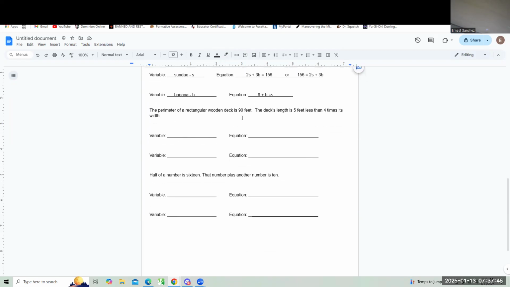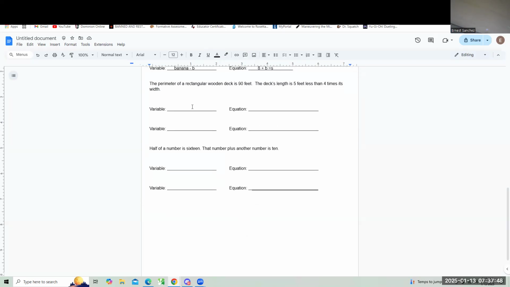We're going to be really careful about the wording for these 2. So it says the perimeter of a rectangular wooden deck is 90 feet. The deck's length is 5 feet less than 4 times its width. So we do know the variables because they're talking about length and width. So we're going to use a capital L for length, and for width, I'm going to use a capital W.